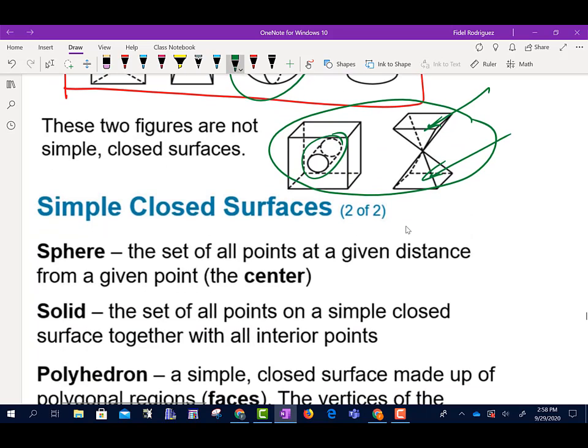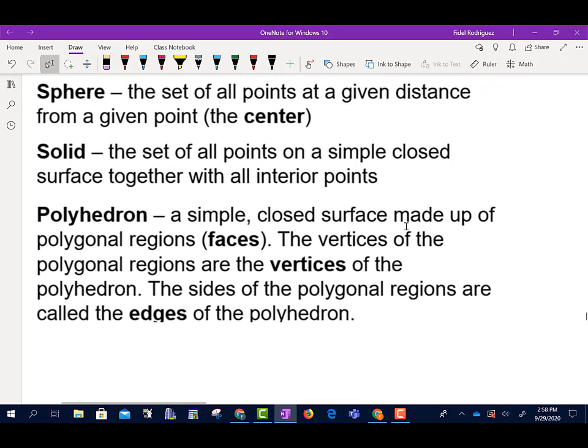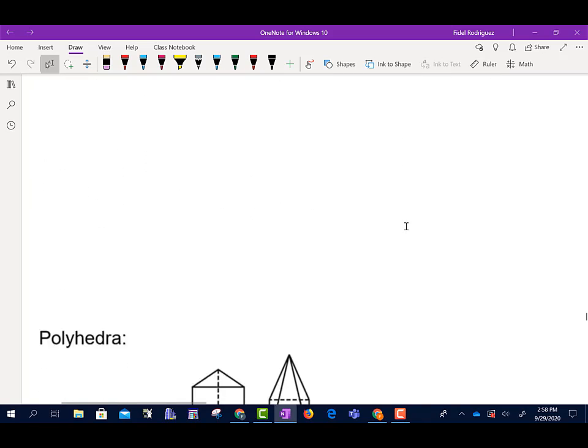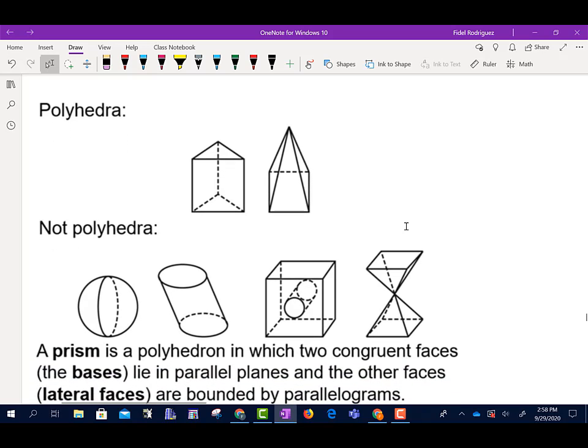A solid is going to be the set of points of a simple closed surface together with all its interior points. And a polyhedron is a simple closed surface made up of polygonal regions and faces. The vertices of the polygonal regions are the vertices of the polyhedron. The sides of the polygonal regions are called the edges of the polyhedron. So here we have polyhedra. You can see little pyramids and figures like that. And then here are not polyhedra.